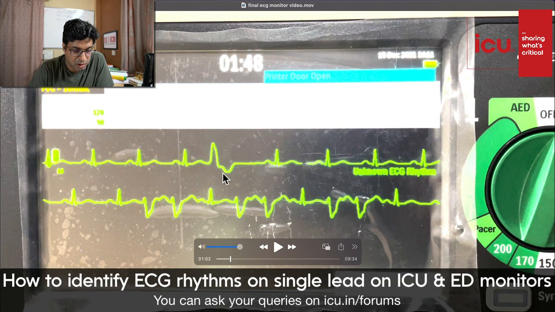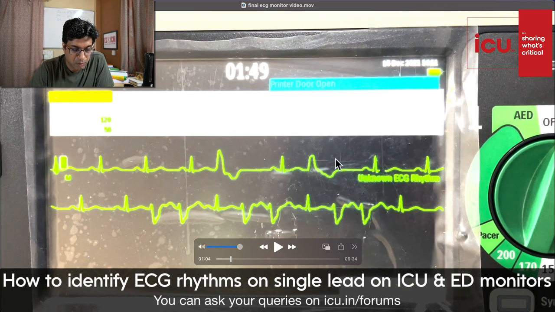Now this is also a PVC because it's a broad complex, but its morphology is different. It could be a unifocal PVC. But no, another PVC has come whose morphology is different from the previous one.